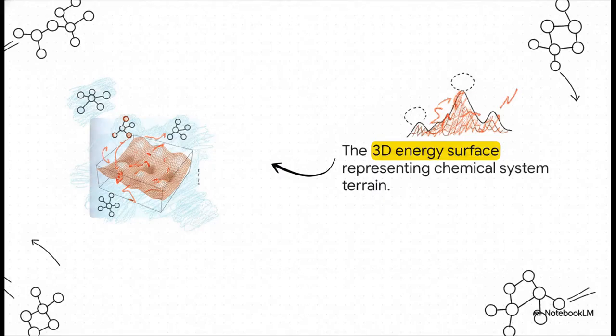Now zooming out a bit, a 3D potential energy surface perfectly illustrates that whole terrain. It shows how molecules navigate through these deep valleys of stability just to overcome towering peaks of energy. As the atoms move around and bonds are breaking or forming, the energy of the whole system shifts. It's always seeking that path of least resistance right through this molecular mountain range.